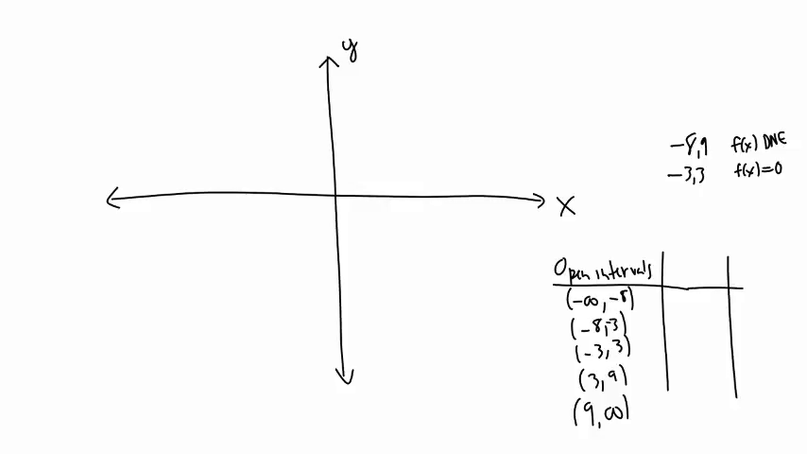So all we have to do is pick any number in the interval, alpha we'll call it, and then we look at the sign of the output, the sign of the number f of alpha. So here we could use minus 10, here minus 6, 0, 4, and 11.